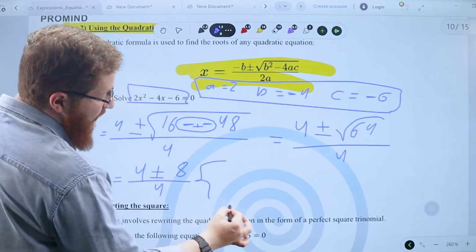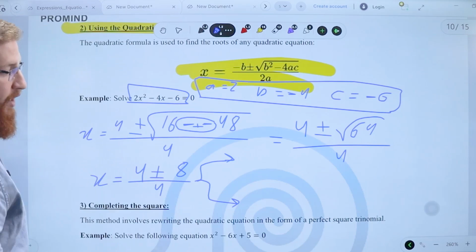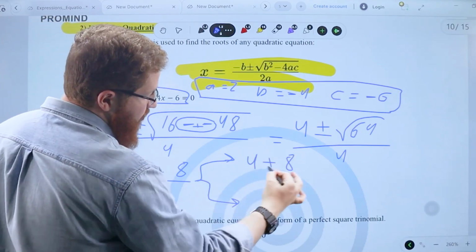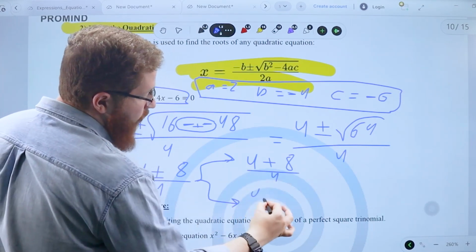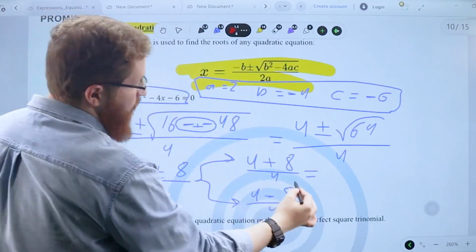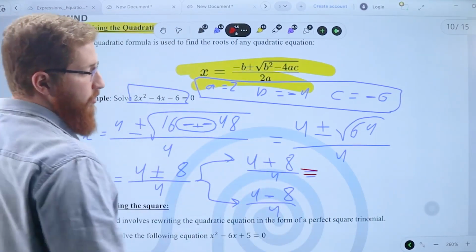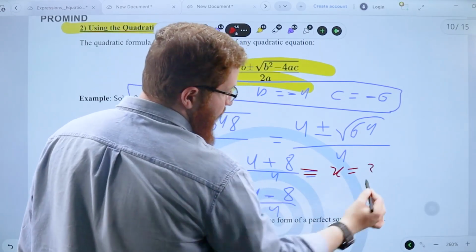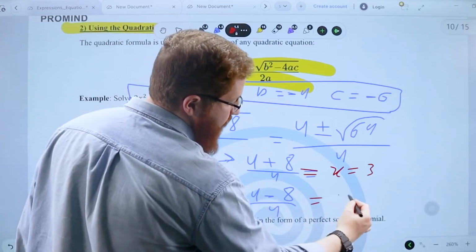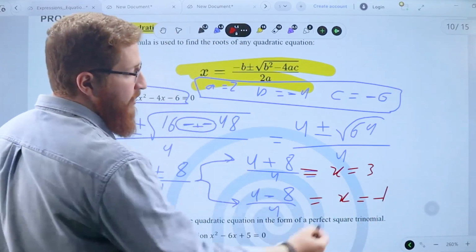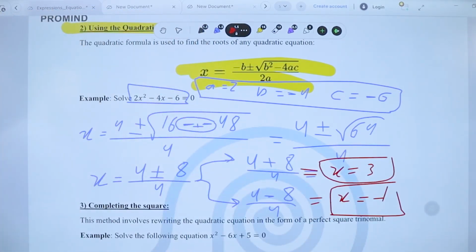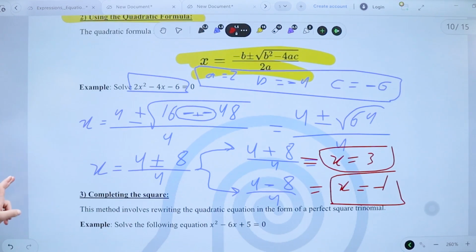Then I have to split it. 4 plus 8 over 4 and 4 minus 8 over 4. The first one will give me 4 plus 8, 12 over 4, x equals 3. The other one, 4 minus 8, minus 4 over 4, x equals minus 1. This is using the quadratic formula.